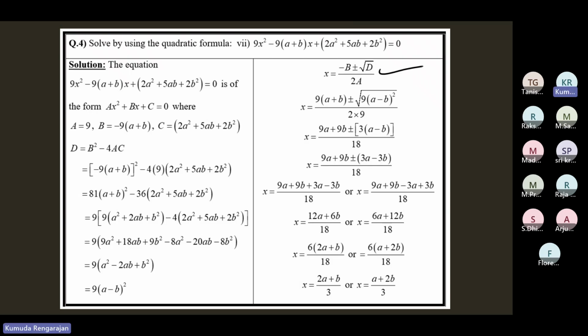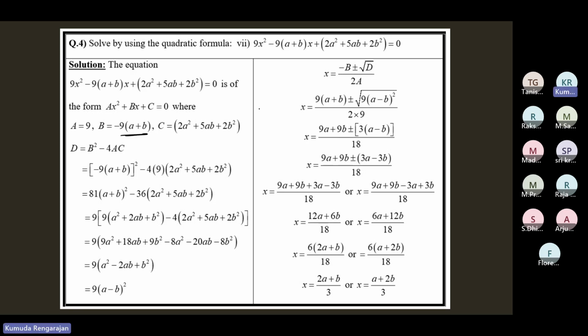Now write the formula. Then substitute the values. See, when it is minus B, no, it's minus B, but this is B with the minus sign. So minus B will become plus then. That's why don't get confused. Like I have not put the minus sign here. It's not minus because minus into minus becomes plus.